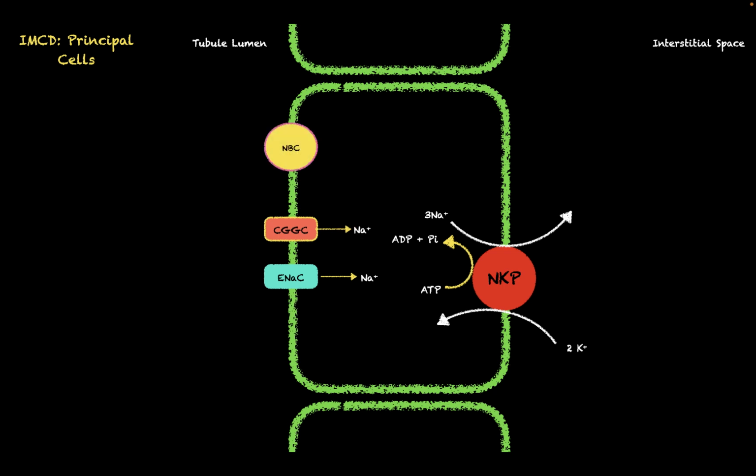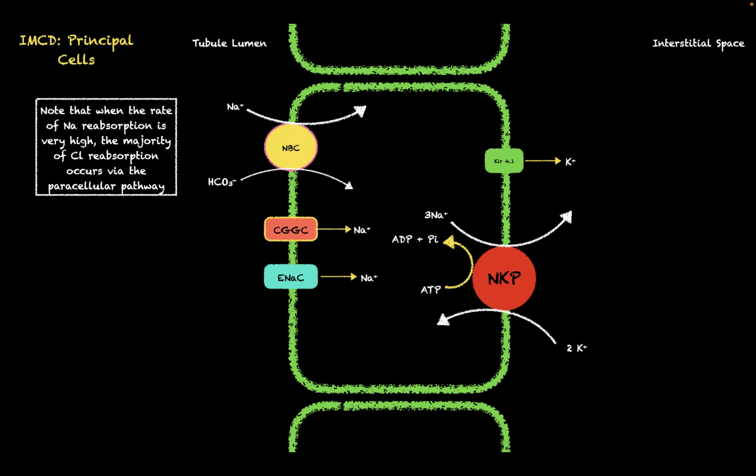In addition, we also have a sodium bicarbonate cotransporter. So what this does is it basically takes 1 sodium and 1 bicarbonate and moves them into the cell. So this is another way of sodium reabsorption in these principal cells in the intermedullary collecting duct. Now, on the basolateral membrane, we have potassium channels that allow potassium to move out of the cell and therefore helps to keep the sodium-potassium pump running.